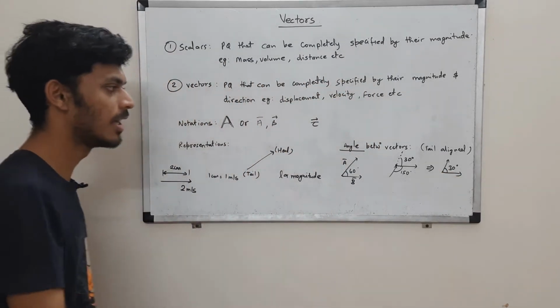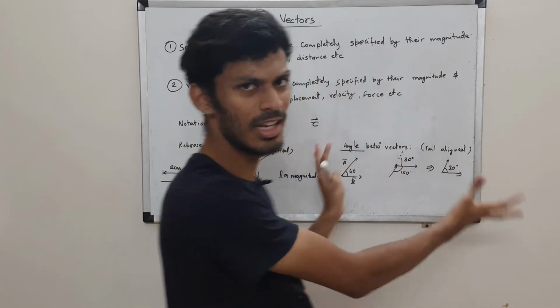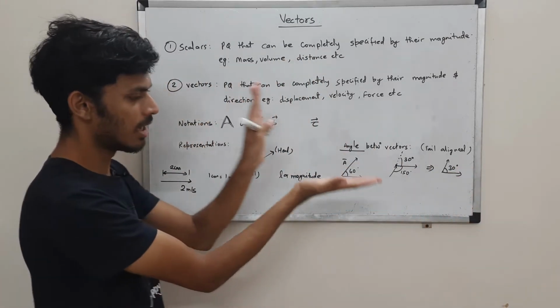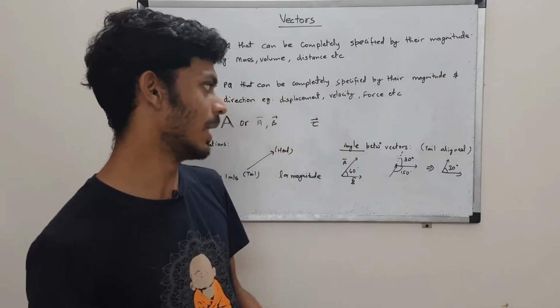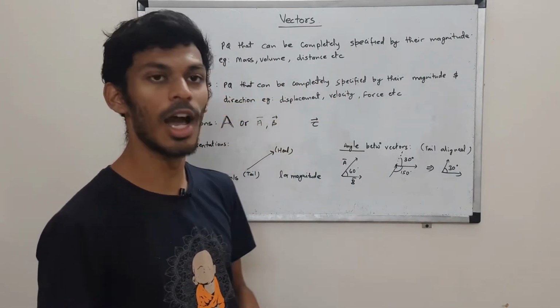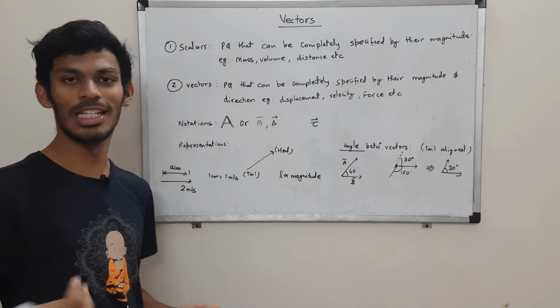So in order to find the angle between two vectors when they are represented as arrows, you can just align their tails together and look at the angle between them. Okay, so that's it for this section. Let's move to the next section.